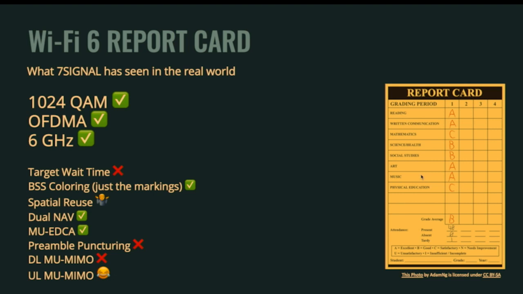Leading with the conclusion here, as Keith has taught me. A lot of things to look at. We're only going to talk about 3: 1024 QAM, OFDMA, and 6 gigahertz. And they all work, and we've observed that. But we'll talk about some of the details for each of those.